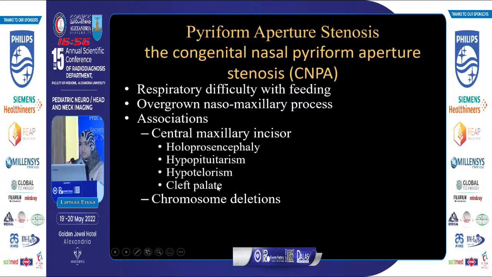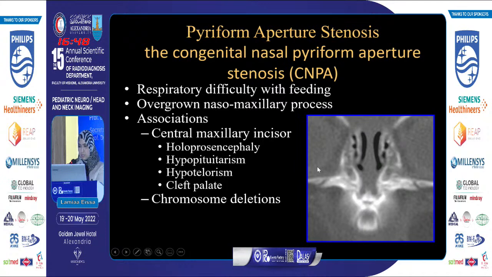They are located more in the midline of the midface or the midline of the brain, and sometimes related to chromosomal deletions. This is a coronal image, and this is the expected normal cartilaginous appearance of the frontonasal structures of the newborn. Here is the narrow midface anomaly associated with the aperture stenosis, and this is a central single midline incisor tooth.